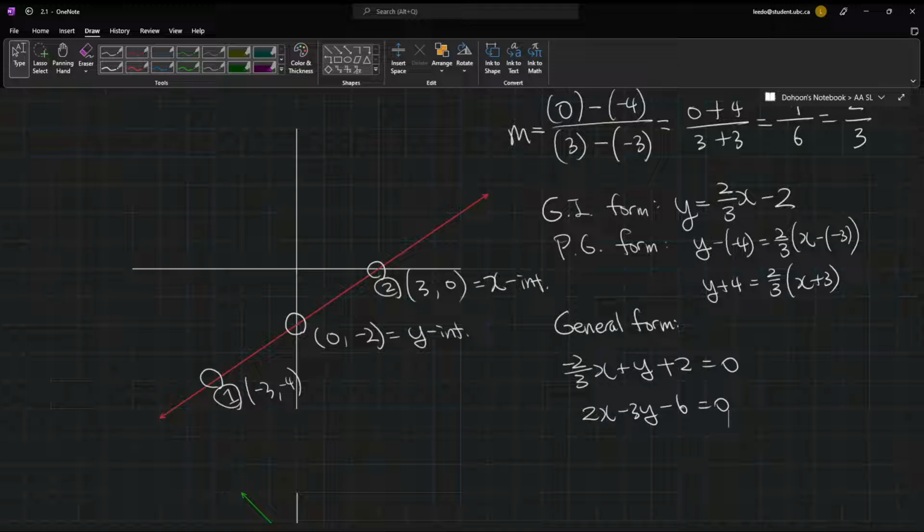One skill that you need to practice is moving back and forth from one form to another. One tip that I have is, when you transition between point gradient form and general form, go through the gradient intercept form. It will make your life a lot easier.